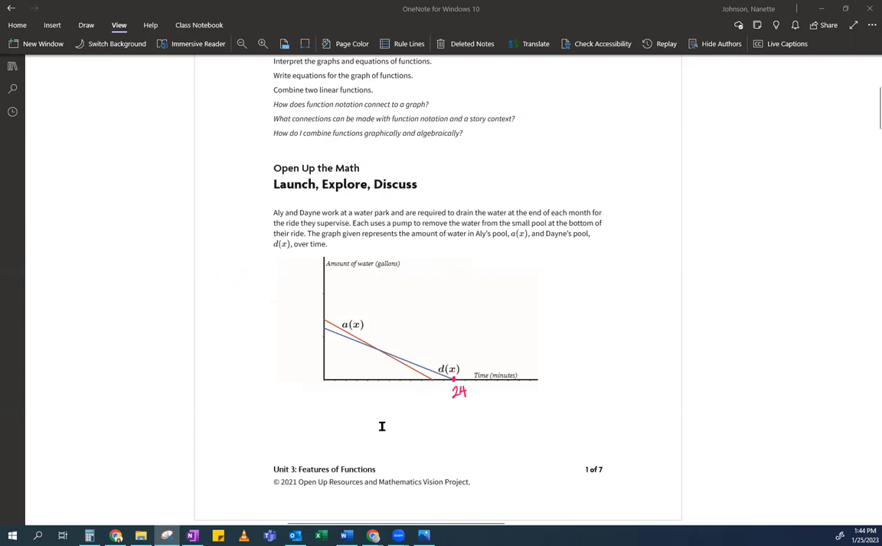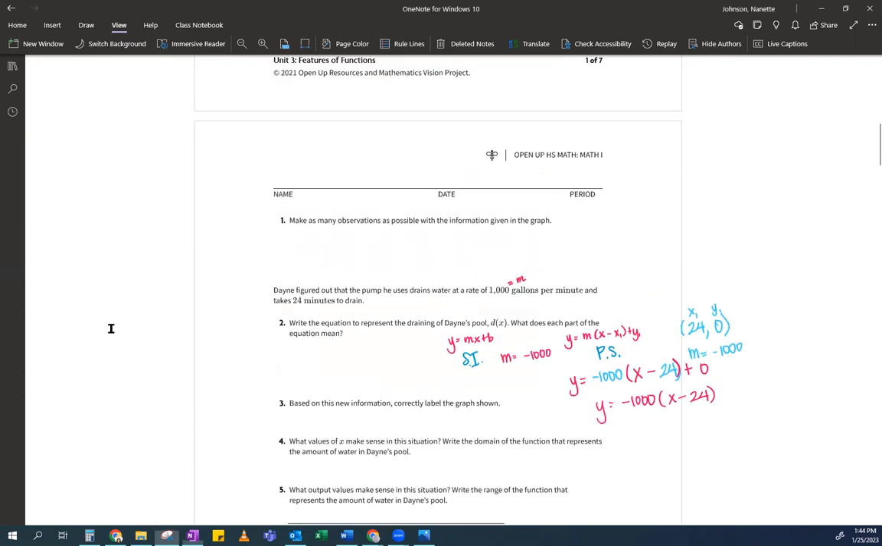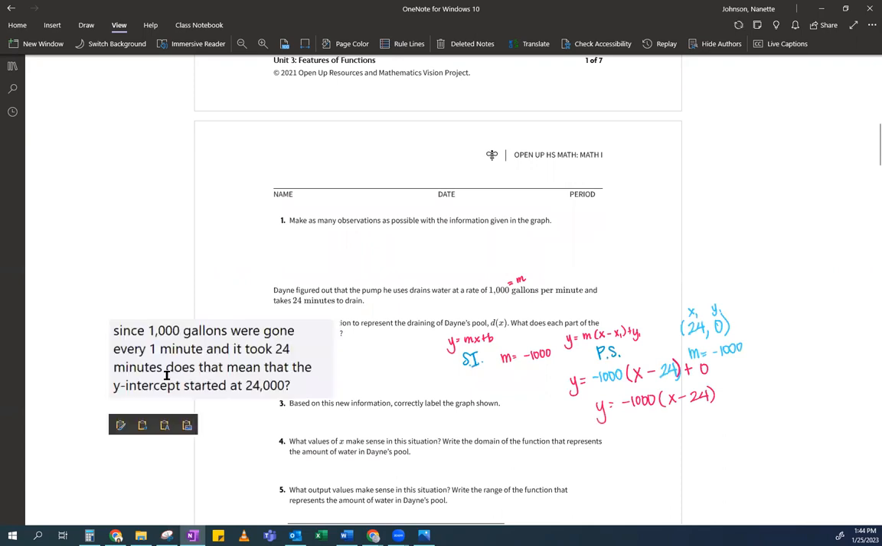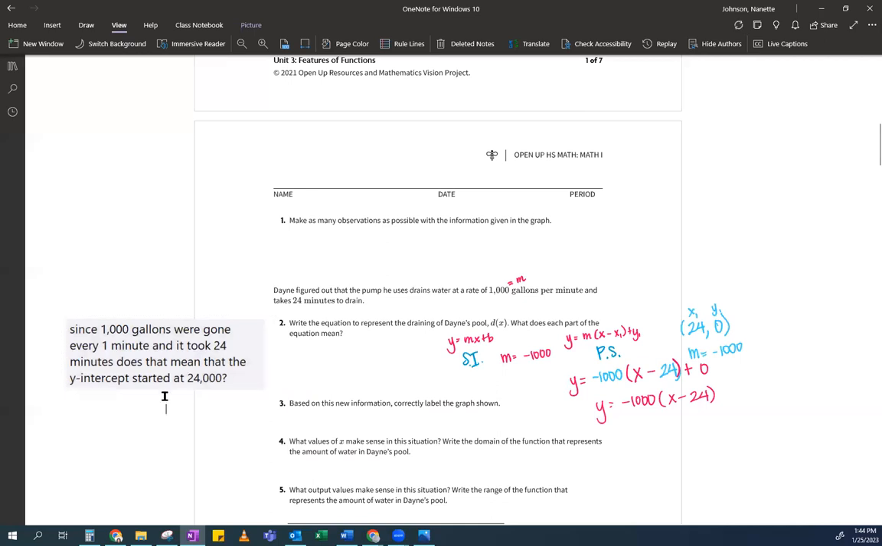Very good. Here is what our friend said. Check this out. She says, since 1,000 gallons were gone every minute, and it took 24 minutes, doesn't that mean the y-intercept started at 24,000?